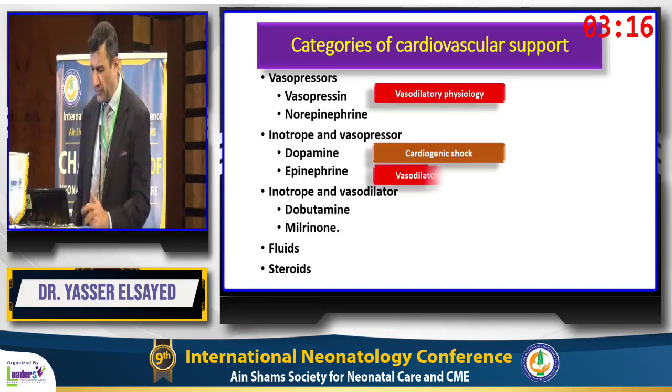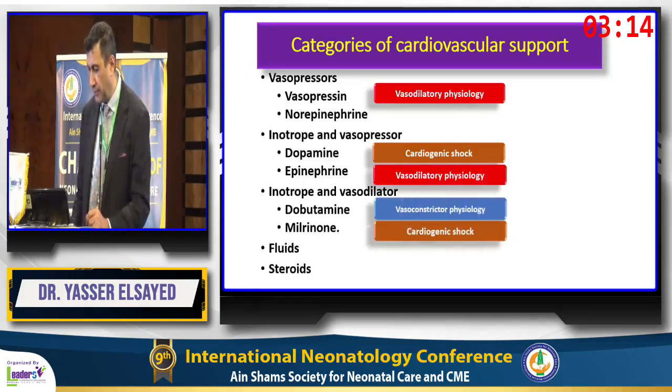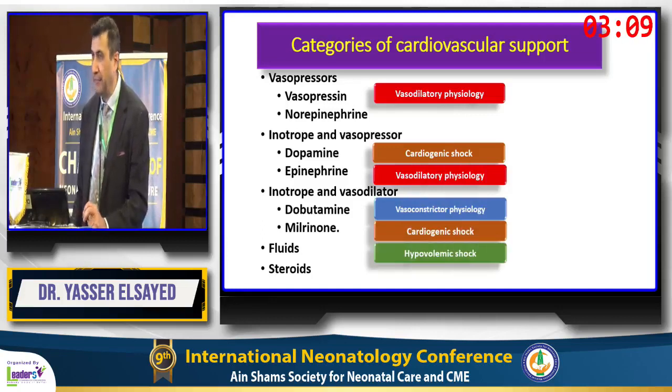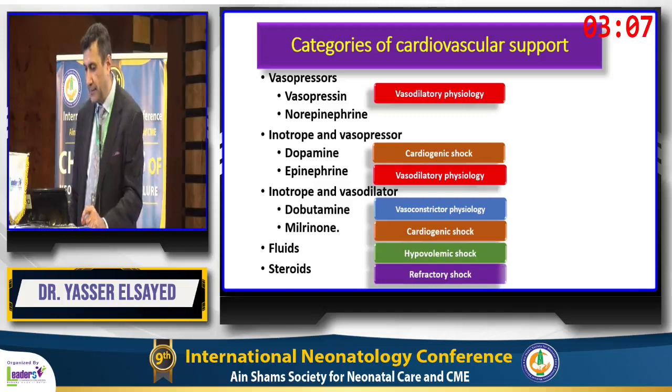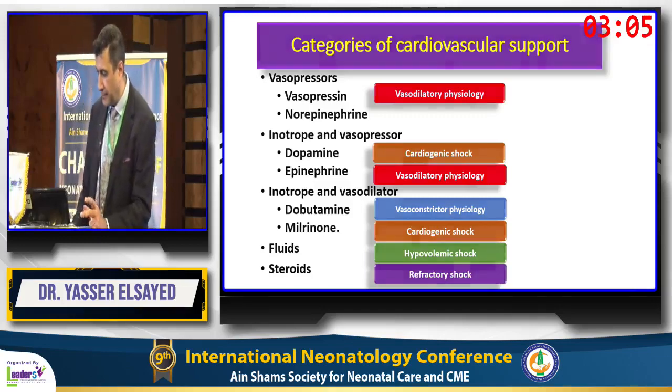Inotropes, like dobutamine or milrinone, are to be used in vasoconstrictor physiology or cardiogenic shock. Fluids are indicated if there is evidence of hypovolemic shock. And steroids in refractory cases.